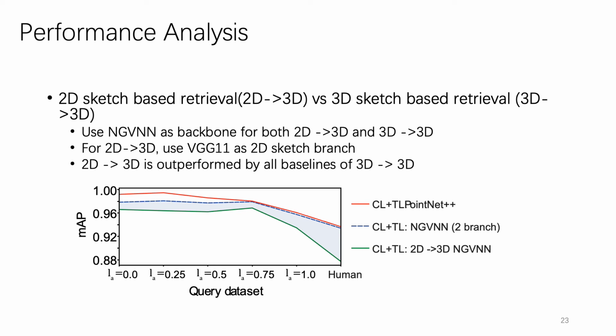We additionally compare the performance of the 3D sketch-based retrieval models to the performance of a 2D sketch-based retrieval model. We use View N-gram network as a backbone to build the 2D sketch to 3D shape retrieval baseline, where we use View N-gram to encode the 3D shape and an additional branch to encode the 2D sketch, which is a common practice for 2D sketch or image-based retrieval. The figure shows that the 2D sketch-based retriever is outperformed by all the baselines for a 3D sketch-based retriever, advocating for the 3D sketch-based retriever.